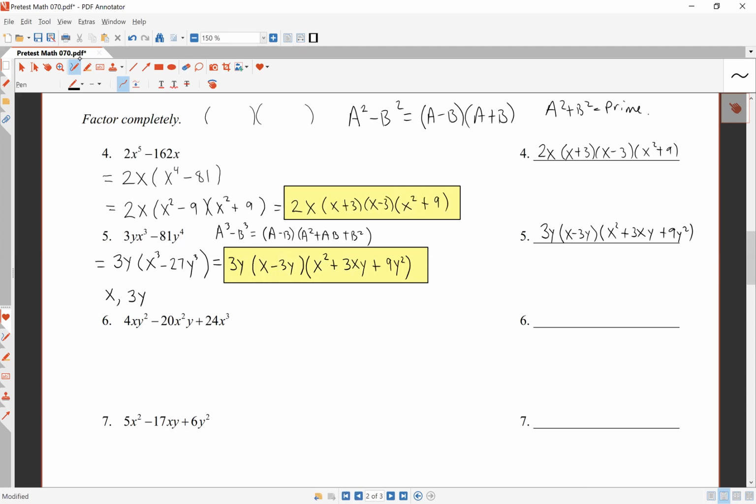Number 6, we look for a greatest common factor. Everything is divisible by 4. They all have an x on them, and that's all we can take out. Dividing everything by 4x leaves us with y squared minus 5xy plus 6x squared.